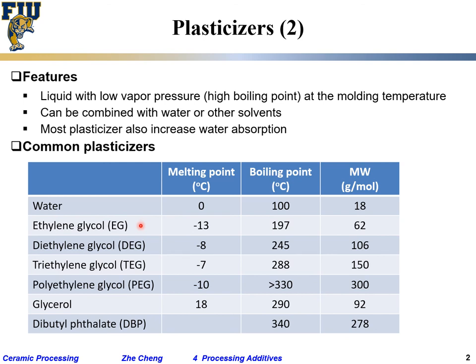Make sense? But as what we see here, these so-called glycols or whatever, these types of molecules quite often have a lot of OH groups in them. And because they have a lot of OH groups in them, they also have the tendency to what? These types of plasticizers also have a tendency to absorb water. So that's why we say they can be combined. Often they have the same tendency as water because these molecules have a lot of OH groups in them.